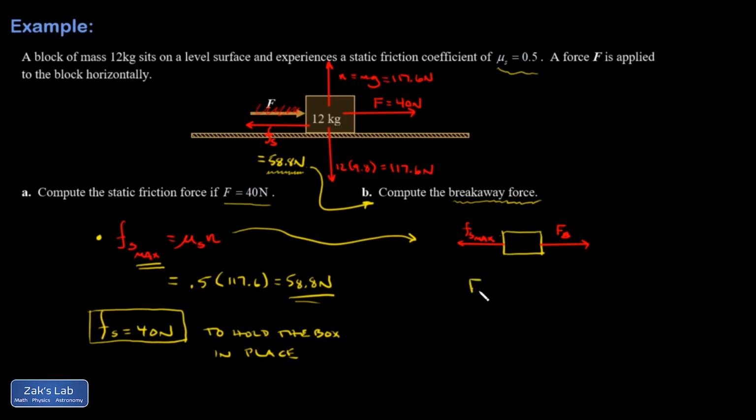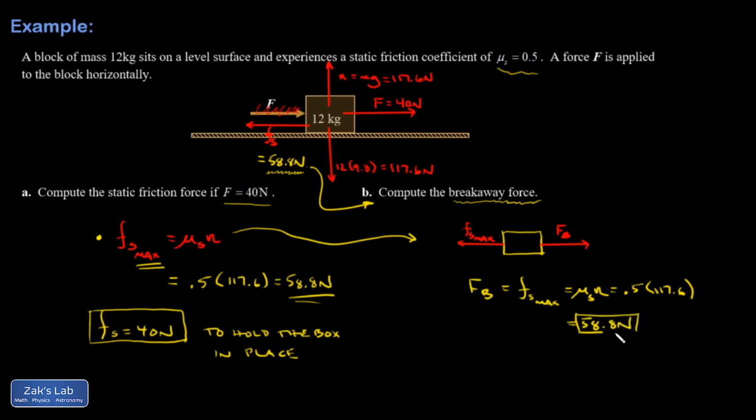So the breakaway force is equal to F_s max, which is mu s times the normal force, which is 0.5 times 117.6, which is 58.8 newtons.